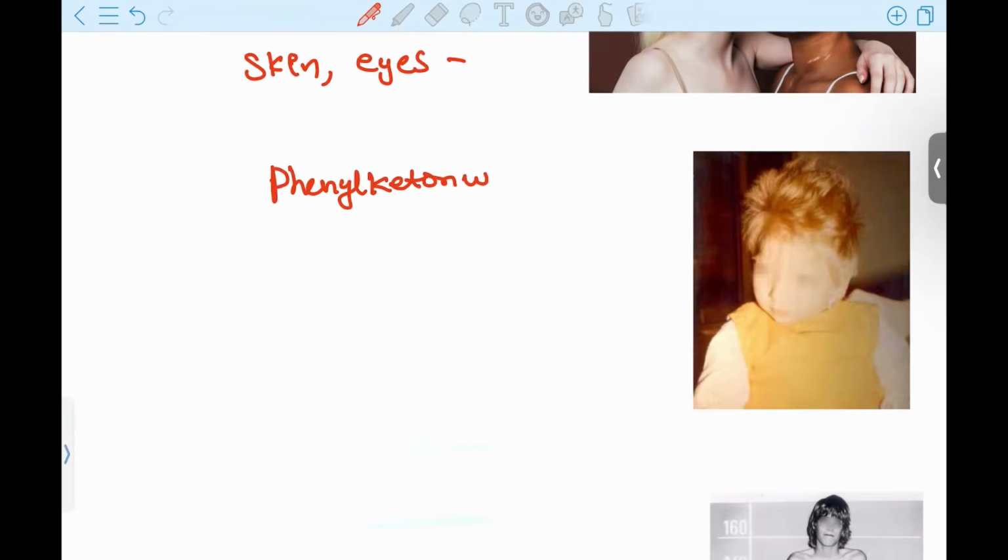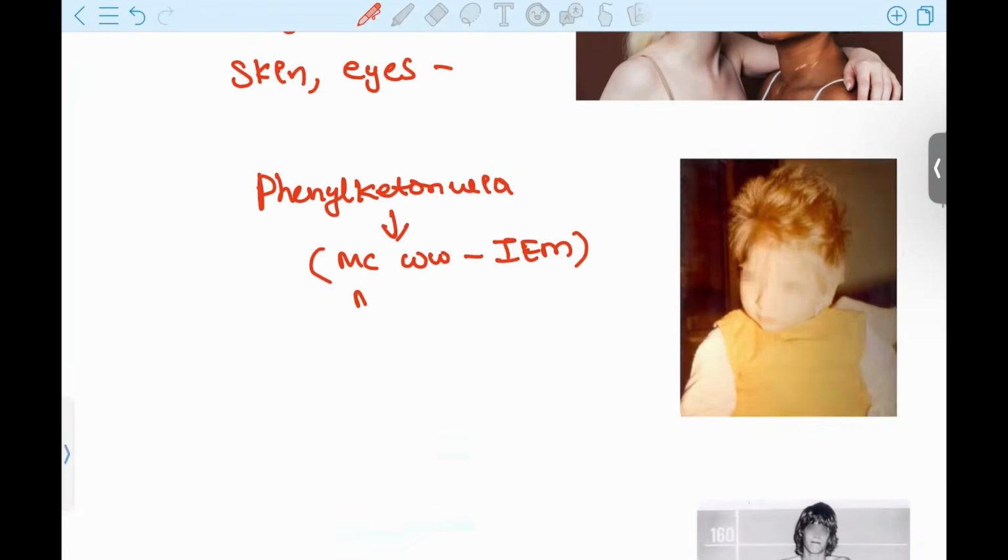Next, moving on to our next disease, that is phenylketonuria. So this is the most common condition, let's say, worldwide, among the patients suffering from inborn errors of metabolism. So the common condition is phenylketonuria. Whereas the most common condition in India is MCAD deficiency, the medium chain acyl-CoA dehydrogenase deficiency. But worldwide, it is phenylketonuria.